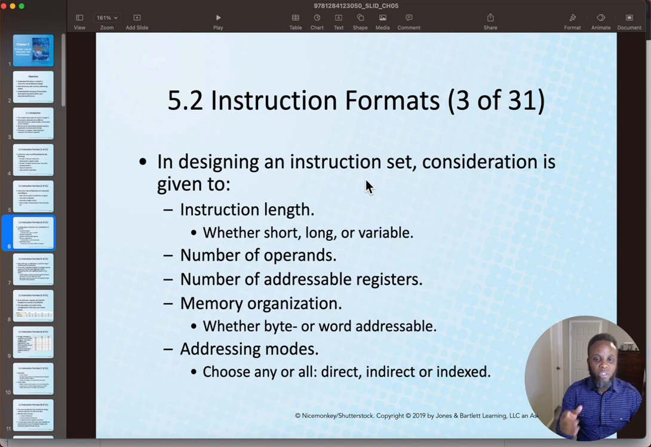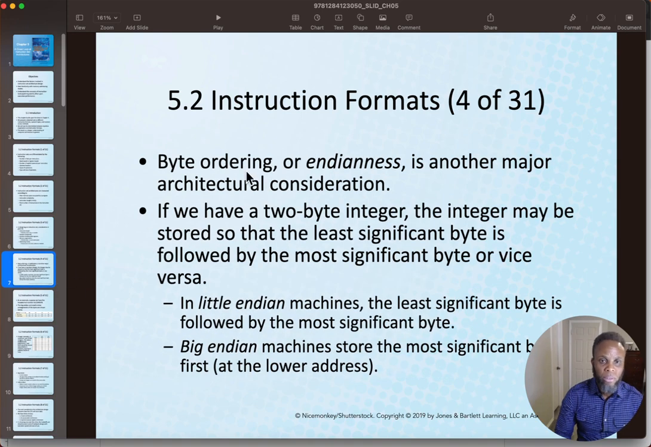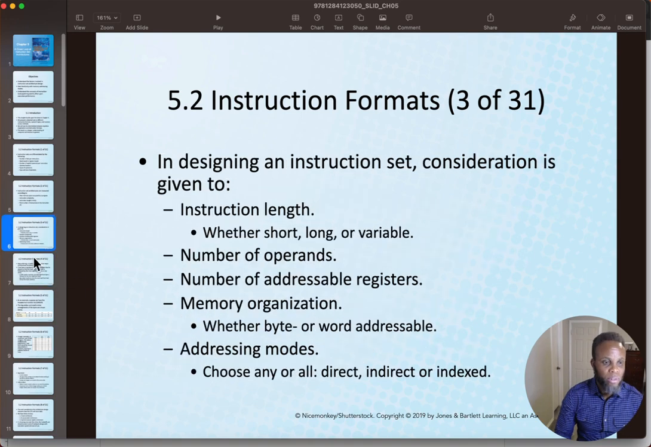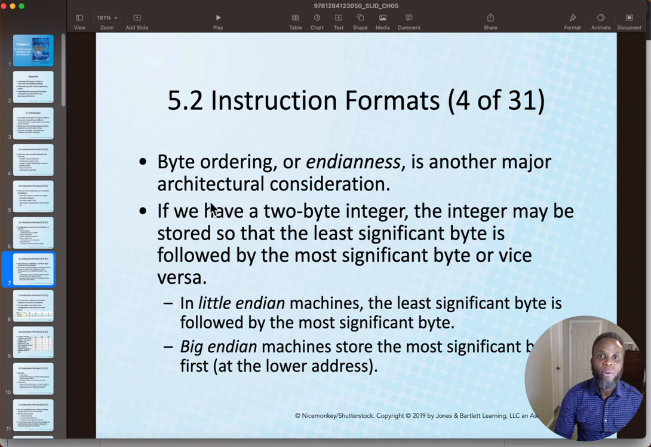How many data blocks are in an instruction? The number of addressable registers. A register is one of those memory blocks in the computer, which I think you learned in chapter 4. Memory organization, whether we're addressing memory by byte or words. A byte is 8 bits, a word is 16 bits. And addressing modes, which we'll talk about in later sections. Okay, so again, just speeding through this so that this video doesn't get too long.